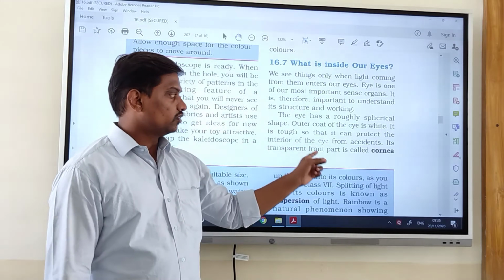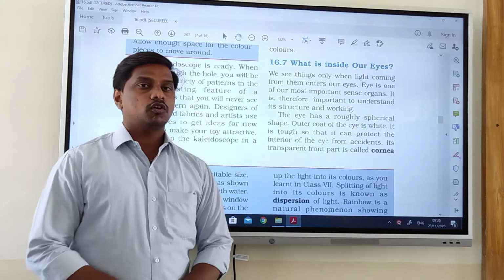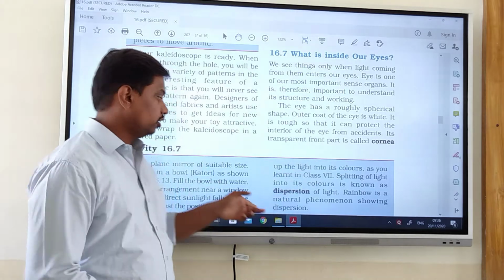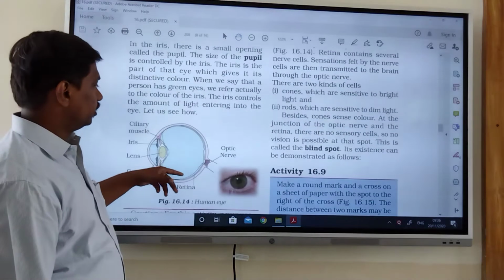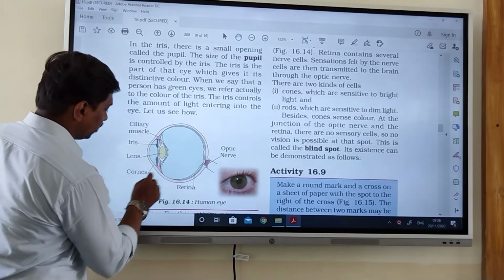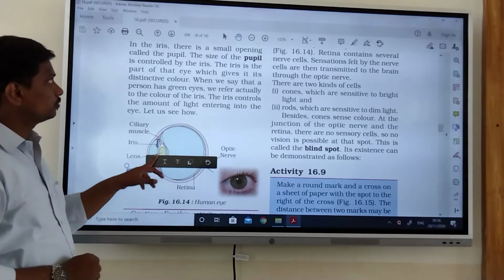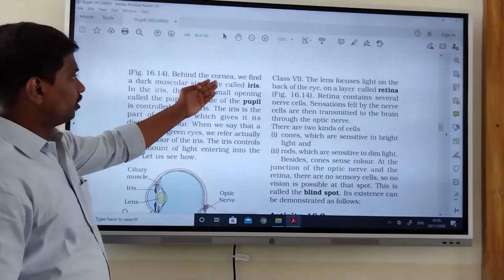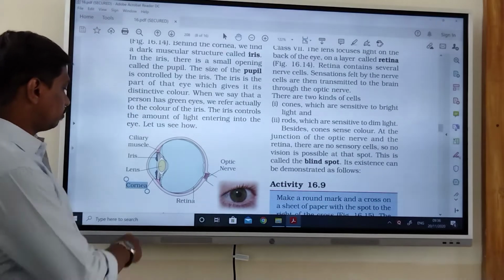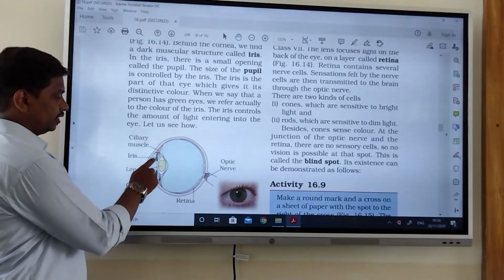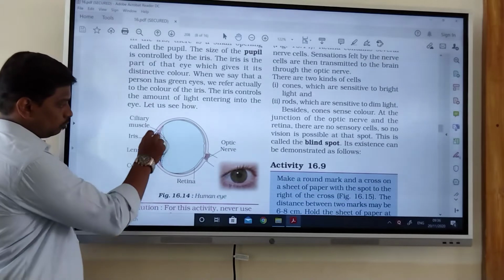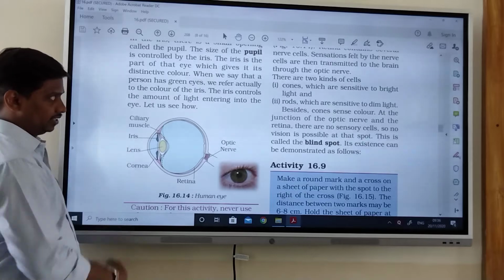Its transparent front part is called the cornea. You can observe here, this transparent outer part is known as the cornea. Behind the cornea we find the dark muscular structure called the iris. Here, the upper part and lower part are the two muscular parts known as the iris.